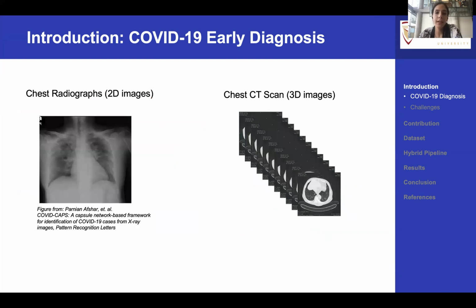The difference between X-ray images and chest CT scans is that CT scans are 3D images, so that they can give us more informative and useful features for diagnosis.